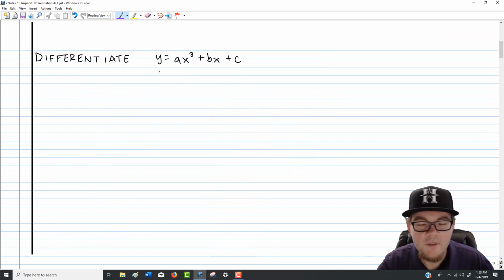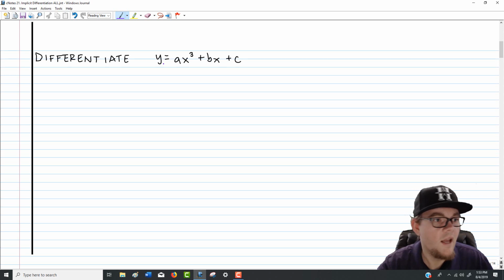Now with that said, before we start, I wanted to start with a problem that sometimes got stuck in the heads of my students when I first started teaching implicit differentiation. And that was a problem like this. We have a function y equals ax cubed plus bx plus c. And in this case, when you look, this is an explicit relation because y is a function of x.